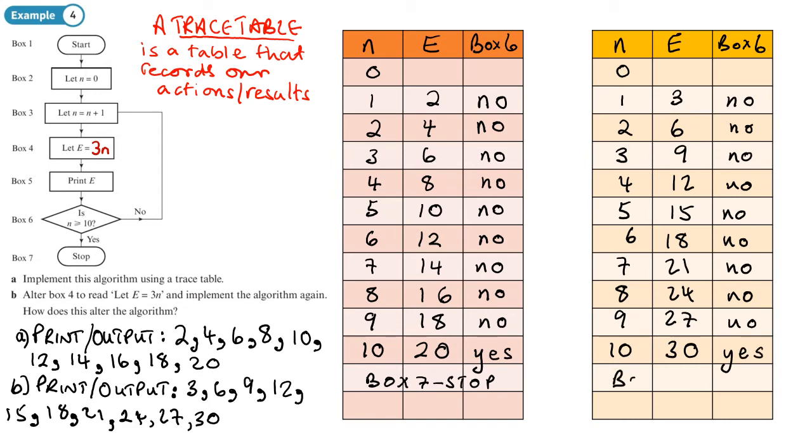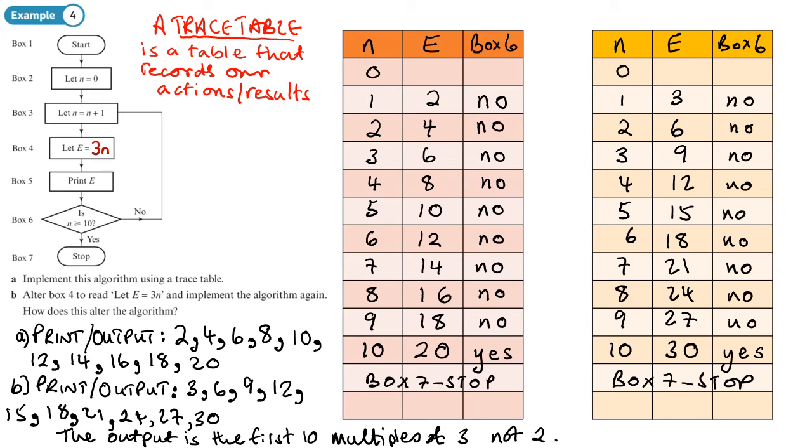So then we get to box 7 and we stop. So how's it changed? Well, it alters the algorithm. We now get multiples of 3 instead of multiples of 2. Okay, so the output is the first 10 multiples of 3, not 2 as it was previously.